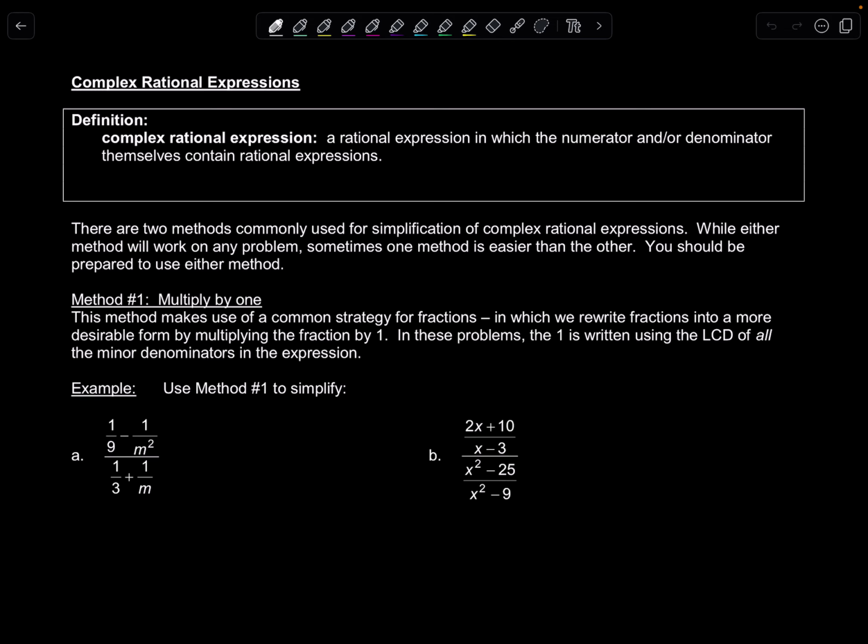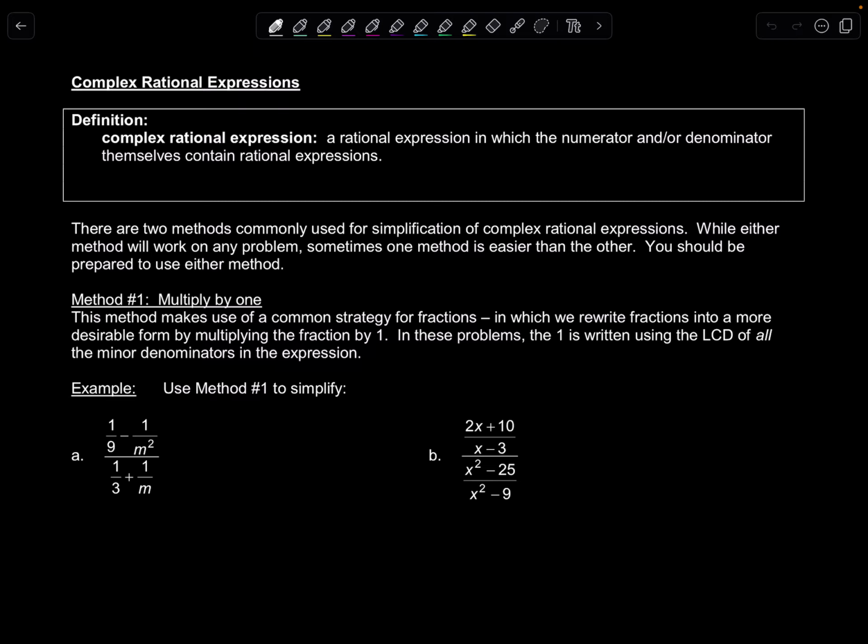So the first method is you multiply by 1. Basically, this method makes use of a common strategy that we use for fractions all the time, in which we rewrite fractions into a more desirable form by multiplying the fraction by 1. Now, in these problems, what is that 1? Well, it's written using the LCD of all of the minor denominators in the expression. If that went over your head, don't worry, we're going to hop into an example and it'll start coming together.